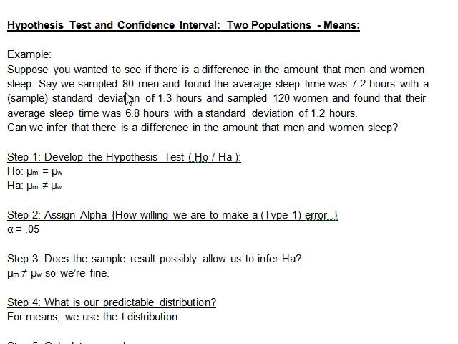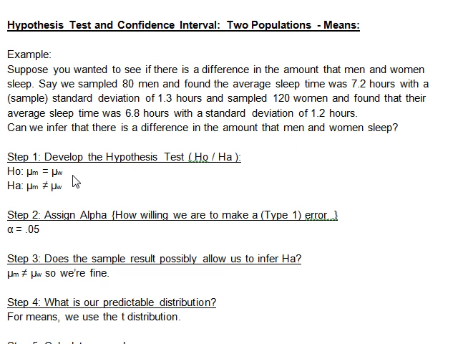Suppose we wanted to see if there was a difference in the amount that men and women sleep. Say we sample 80 men and found the average sleep time to be 7.2 hours with a standard deviation of 1.3 hours. And we sampled 120 women and found that their average sleep time was 6.8 hours with a standard deviation of 1.2. Can we infer that there's a difference in the amount that men and women sleep?